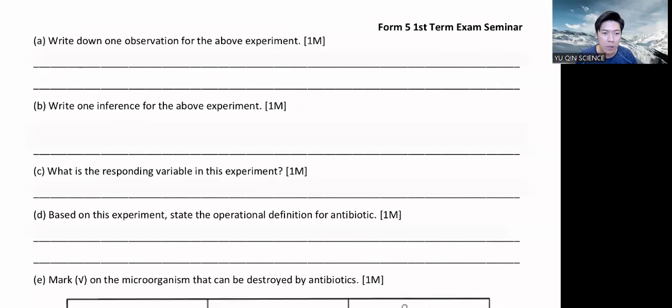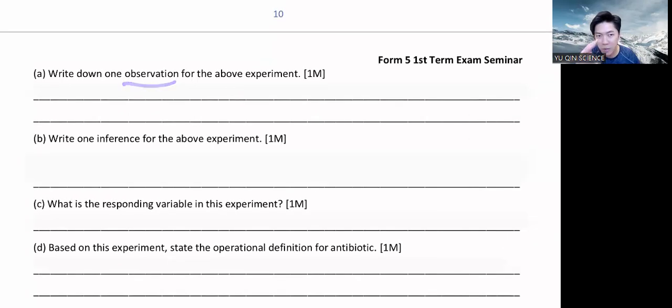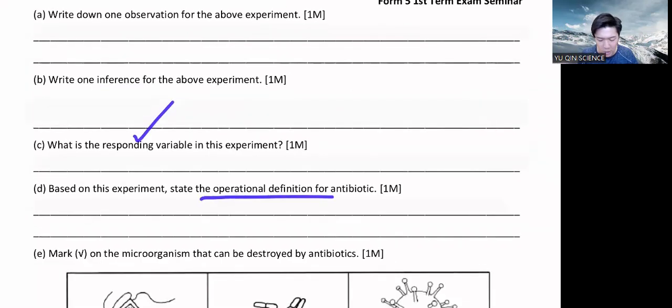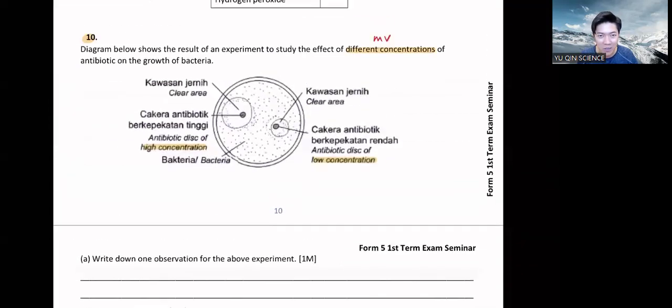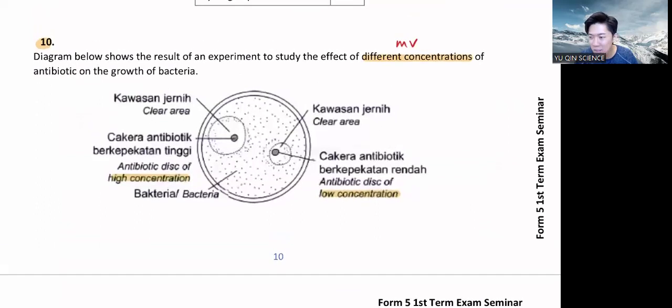Okay, Section A again. You want to try? Observation, say what you see. Inference, say what you see and then because, reason. This one copy from above. And again, the one that you hate the most. Section A, everybody, you try first. You try, later I show you. Inference is more antibiotic, more clear area.